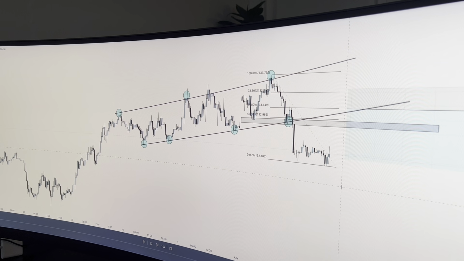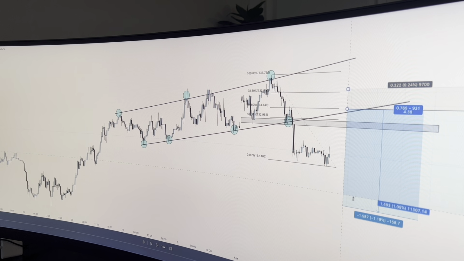Now, where are we going to target? Well, first things first, we have this impulsive move. So we're going to use this impulsive move as our measurer for our targets, okay? So we're going to use the measuring tool, and we're going to measure from this swing high to our swing low to measure the distance. And then we want to use this as our distance for when we're in the trade to then get out. So down here is where we want to be getting out of this trade. So we can see that this is making for a nice 1:5 risk to reward ratio.